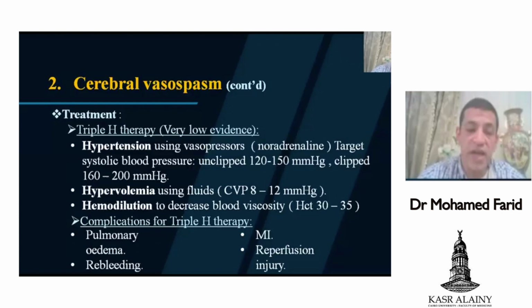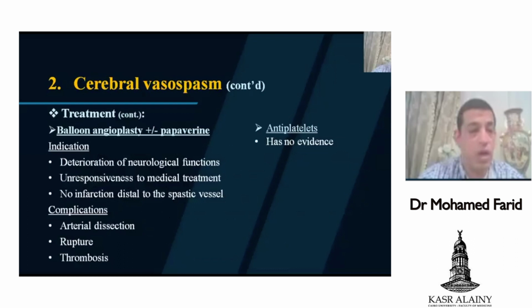Complication of triple H therapy is pulmonary edema, rebleeding, myocardial infarction, reperfusion injury. Balloon angioplasty and papaverine are also used in treatment of vasospasm. Indication of balloon angioplasty: deterioration of neurological functions, unresponsiveness to medical treatment, no infarction distal to the spastic vessel. Its complication is arterial dissection, rupture, and thrombosis. No evidence for the use of antiplatelets in the cerebral vasospasm.